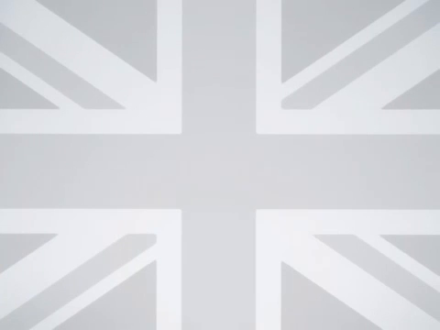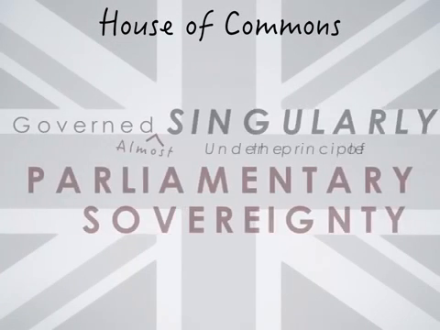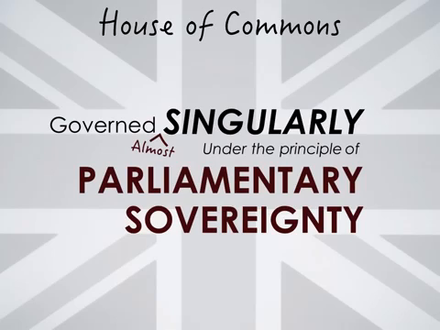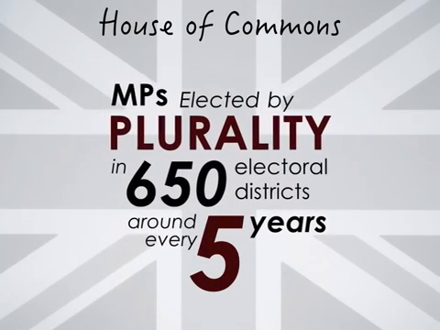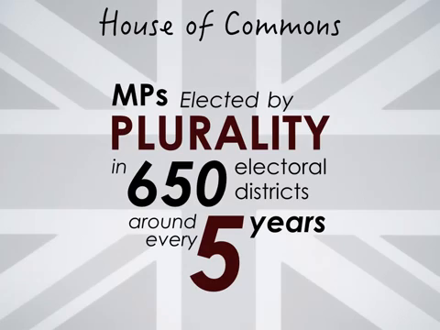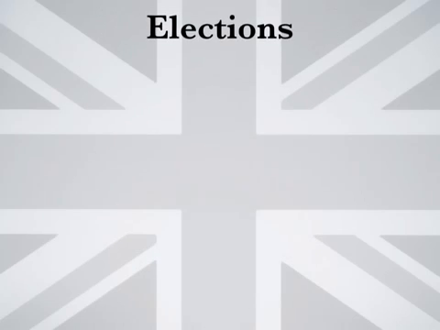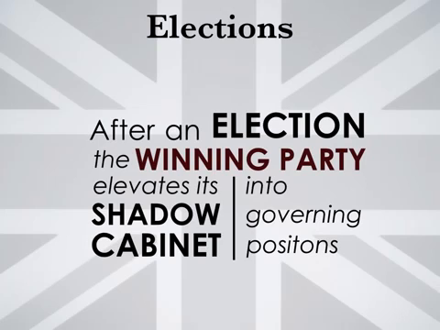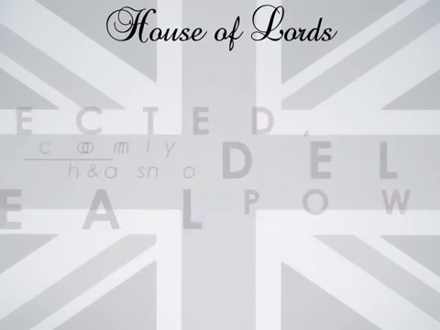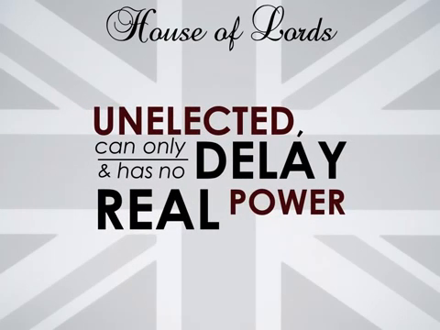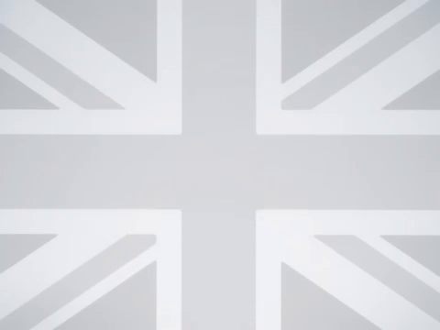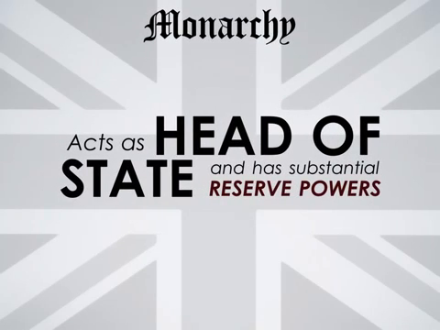So, in summary, the United Kingdom is governed almost singularly by the House of Commons under the principle of parliamentary sovereignty. Members of Parliament are called MPs and are elected by plurality in each of the 650 electoral districts sometime around every 5 years, though not at set intervals. After an election, the winning party elevates its shadow cabinet into governing positions and its party leader becomes prime minister. The House of Lords is unelected and can delay legislation, but has almost no real power. And finally, the Queen acts as head of state and has substantial reserve powers, but abstains from using them.